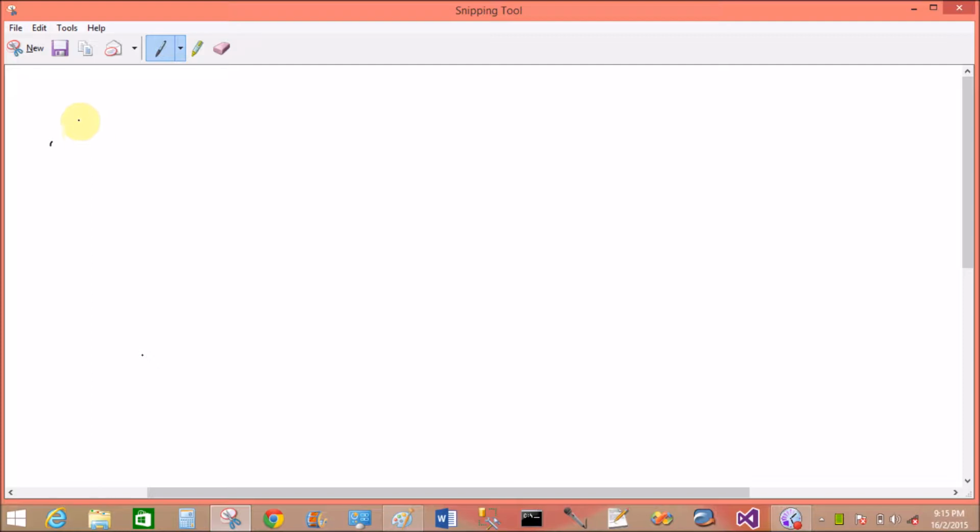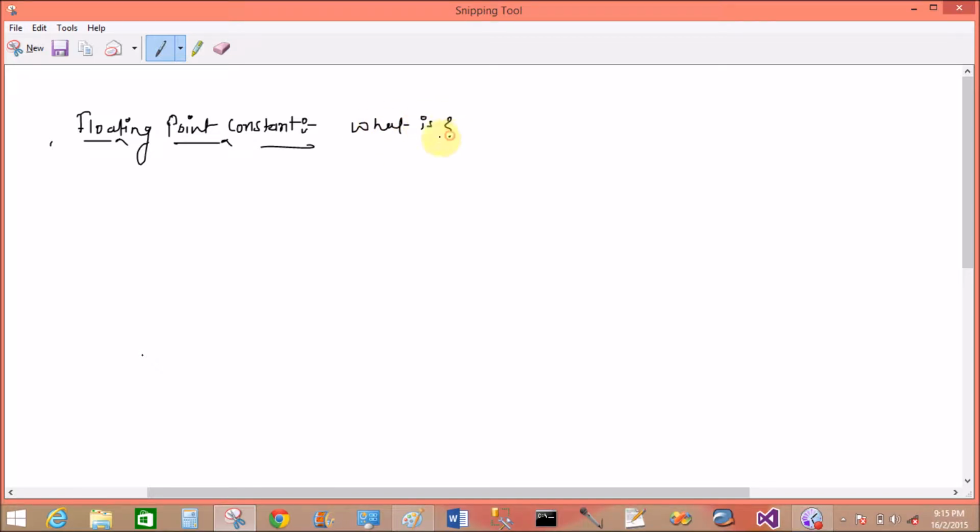Today I'm talking about floating point constants in C language. In the previous video tutorial, I have already covered the hexadecimal number and octal number. So now, today I'm talking about floating point constants. In integer constants, we already discussed that numbers without fractional parts are known as integers.